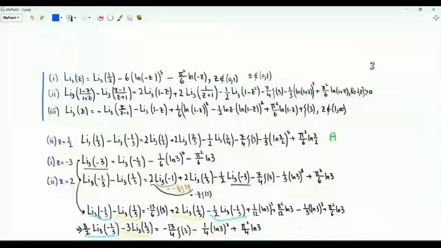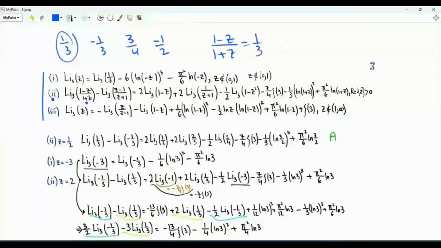Here are the three identities. Recall that in the special value identity of interest, the arguments of the trilogarithm are 1/3, minus 1/3, 3/4, and minus 1/2. If we use the second identity and we want this argument to be 1/3, then z is equal to 1/2. If z is equal to 1/2, the left-hand side here becomes the difference between the trilogarithm of 1/3 and the trilogarithm of minus 1/3. On the right-hand side, we get the trilogarithm of 1/2, the trilogarithm of 2/3, and the trilogarithm of 3/4.